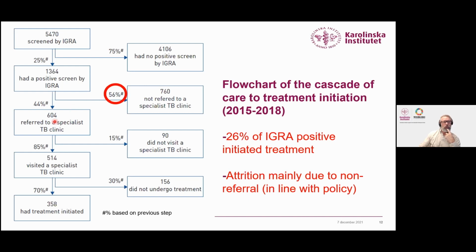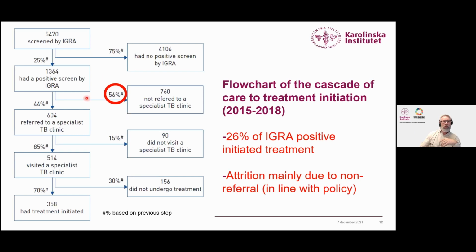Those that were sent to a specialist clinic, among them, 85% were actually visiting, so there was a slight dropout here of 15% not going. Among those visiting the clinic, 70% initiated treatment and 30% did not. If we stop at this point here, of those that had treatment initiated, you see that the percentage is always the percentage of the box above. So in total, it's 26% of the IGRA positives that were initiated to treatment.